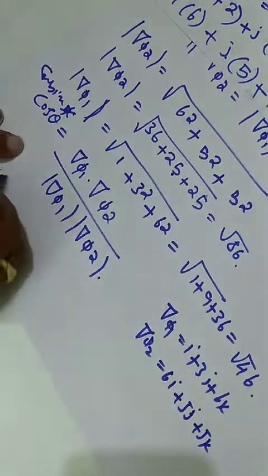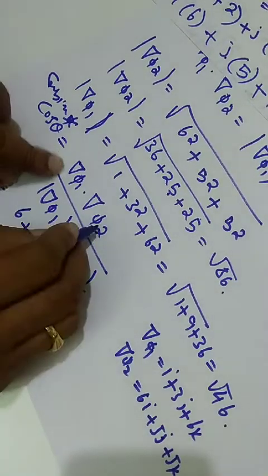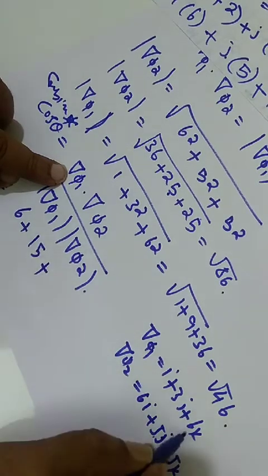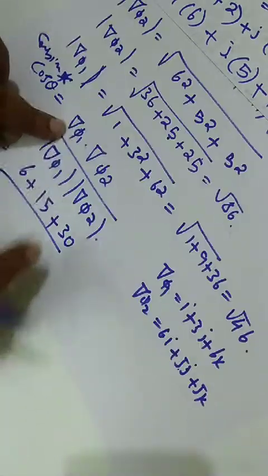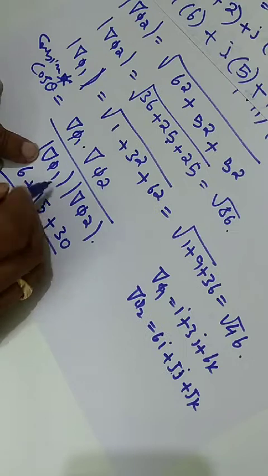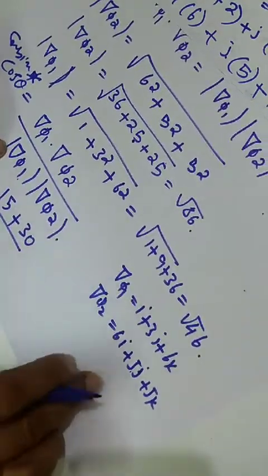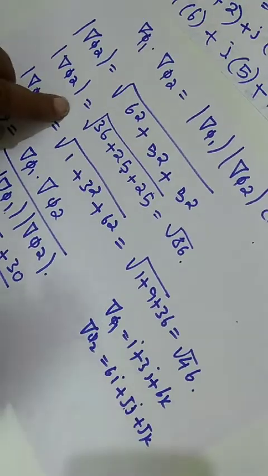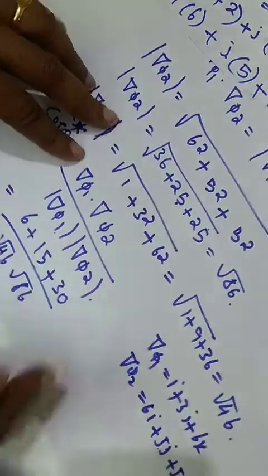So take the dot product: 1 into 6, 6, 3 into 5, 15, plus 6 into 5, 30. Del phi 1 dot del phi 2, divided by the absolute value of del phi 1, root 46, and the absolute value of del phi 2, root 86. This is my cos theta. So theta is cos inverse of this.